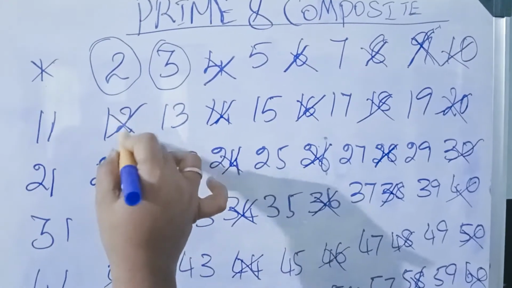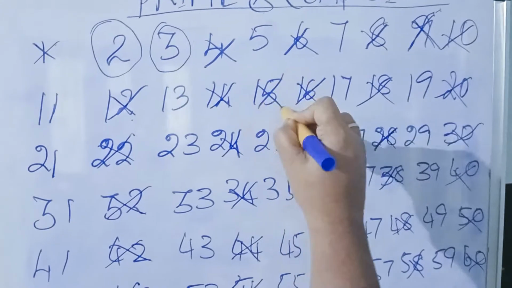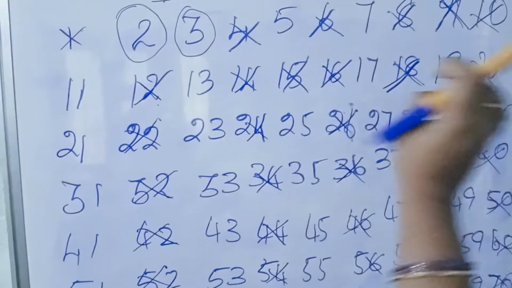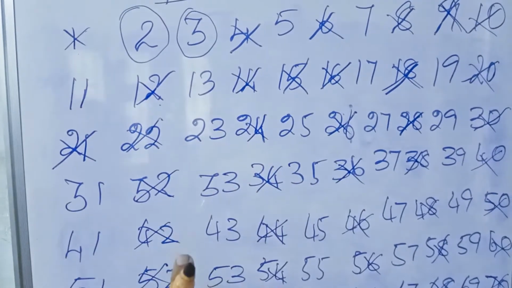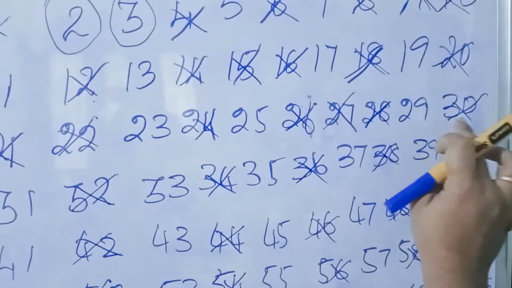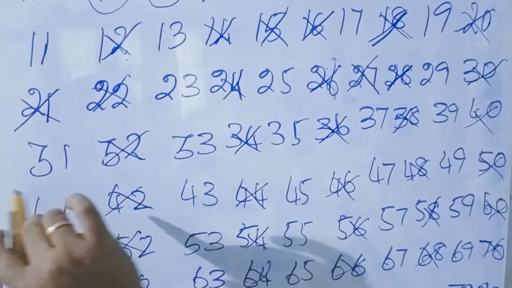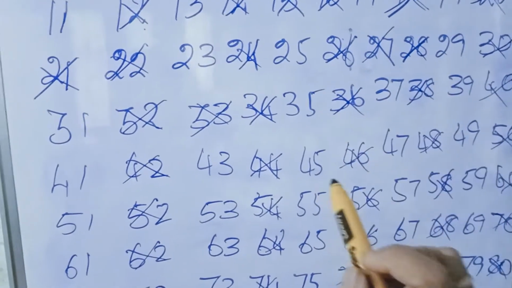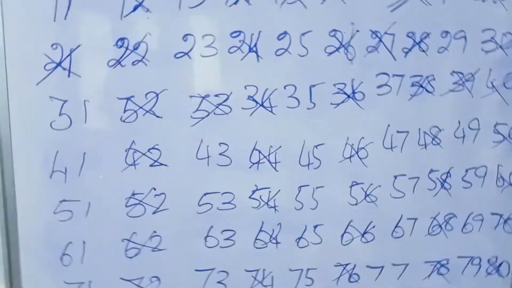Now you can check 12. We have crossed it out already. Then 15 cross out now. Then 18 already crossed out. Then 21, cross out now. Then 24 already crossed out. Then 27 cross out now. Then 30, already crossed out. Then 33 cross out now. 36 already crossed out. Then 39 you can cross out now. 42 already crossed out.